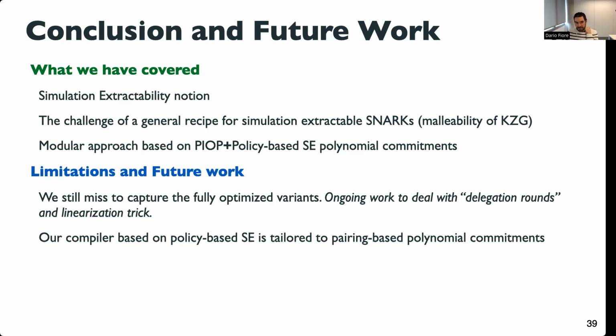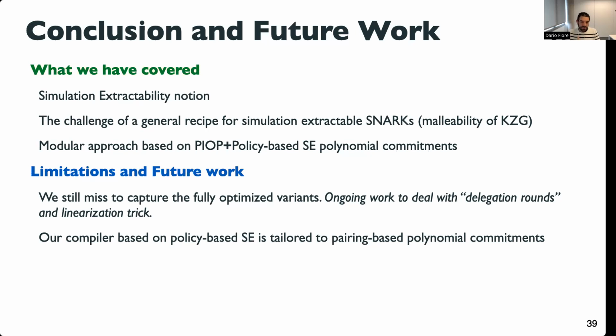So, some things are probably already apparent: our work has some limitations. In particular, we still miss capturing the fully optimized variants that people actually use. This is because of two reasons: the linearization trick and the delegation rounds that these schemes may have. And we have some ongoing work to fix this part.